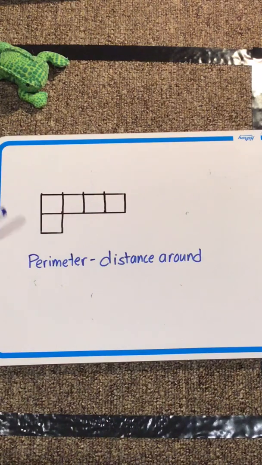Now, in your math book, they're going to draw a lot of shapes like this that are drawn in unit squares. So they're not telling you exactly how long each side is. We're just going to call it 1 unit.